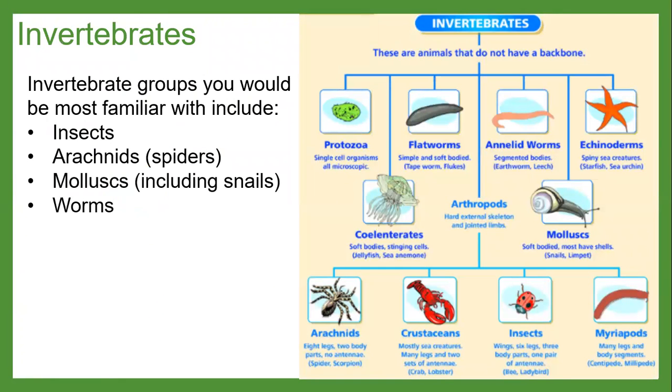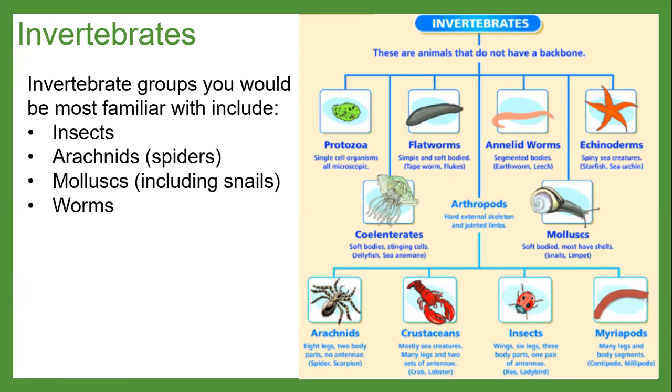Okay, the invertebrate groups you would be most familiar with would be insects, spiders and arachnids, mollusks, which include snails, and worms. Okay, it's really important that we don't classify spiders as insects because they're not. Okay, and if we look at the grid over on this side, you've got the protozoa, which are single cell organisms, which are microscopic. You've got flatworms, such as tapeworms or flukes. You've got annelid worms, which are like earthworms that you'd find in gardens. You've got echinoderms, which are spiny sea creatures like starfish and sea urchins.